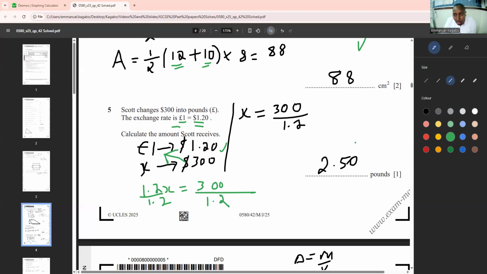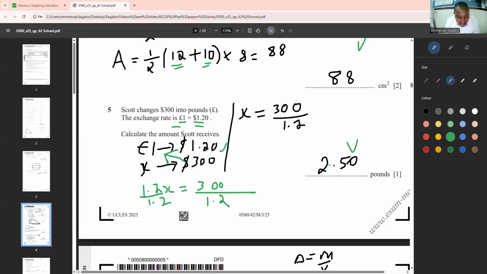If I divide by 1.2, then $300 will be equivalent to 2. So I think I made a mistake. Can I confirm with my calculator? I think it will be 250, right? What did I do? Let me confirm one more time, guys, okay?